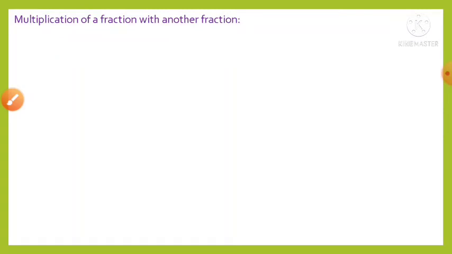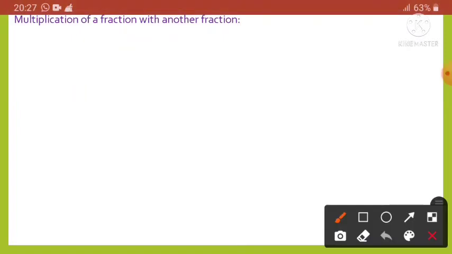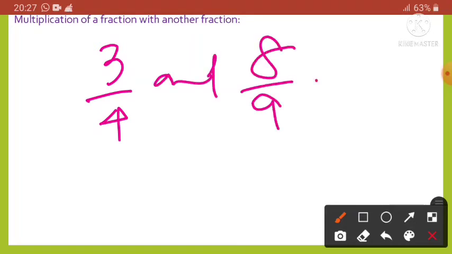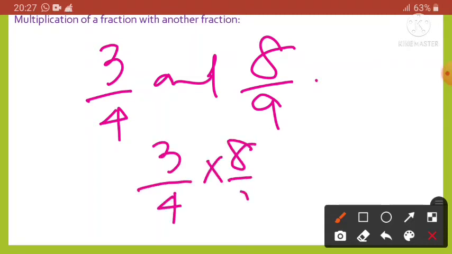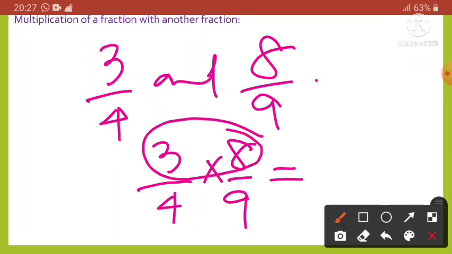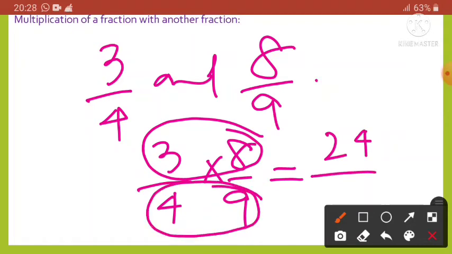Now next is multiplication of a fraction with another fraction. Here we have two fractions, one is 3 by 4 and another is 8 by 9. If you want to multiply, just write it that way and multiply the numerators first. Here it is 24. Then multiply the denominators. Here it is 36. If you want to convert it to the short form, it will be 2 by 3.